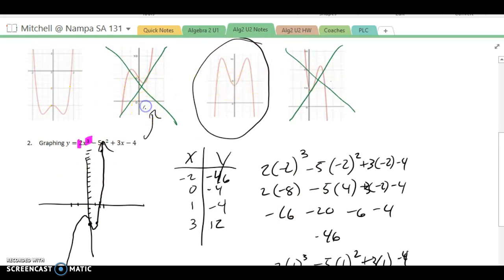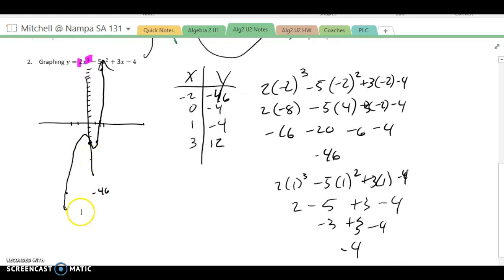So I drew this shape right here. Okay? If you have any questions, let me know. Have a great day.